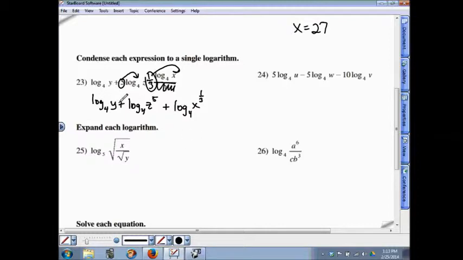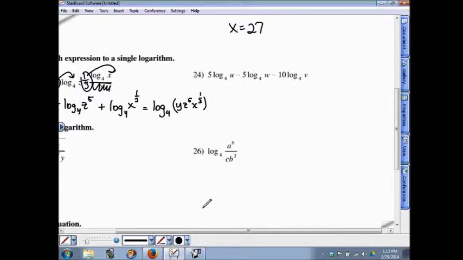Now since all 3 logarithms are adding together, we can condense this using multiplication. So all of those terms have to multiply. Y times z to the 5th times x to the 1/3. Question 24, start the same.